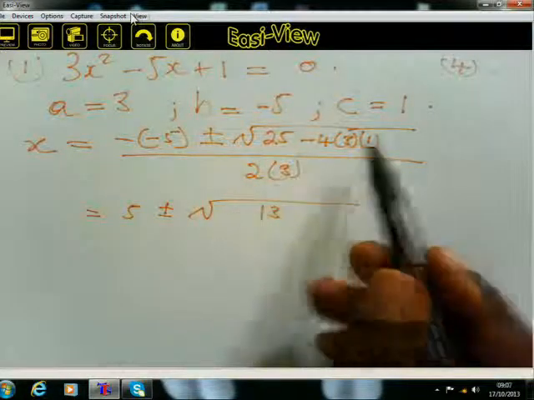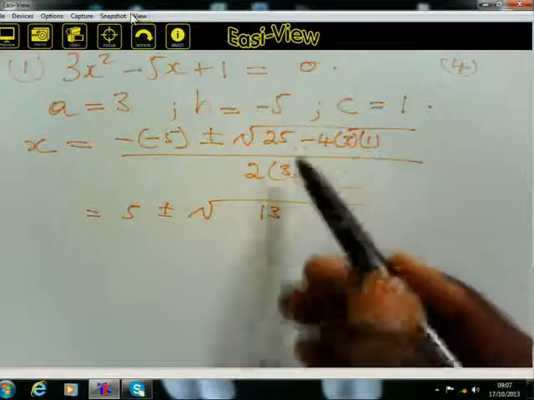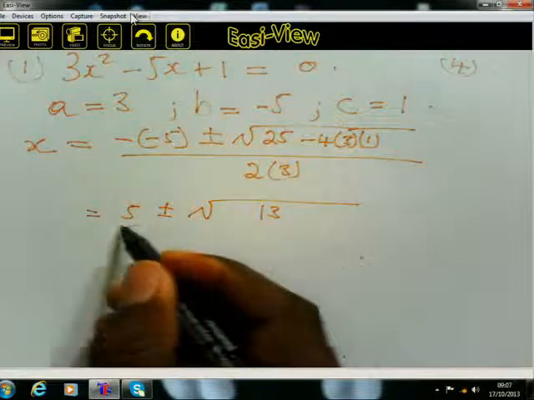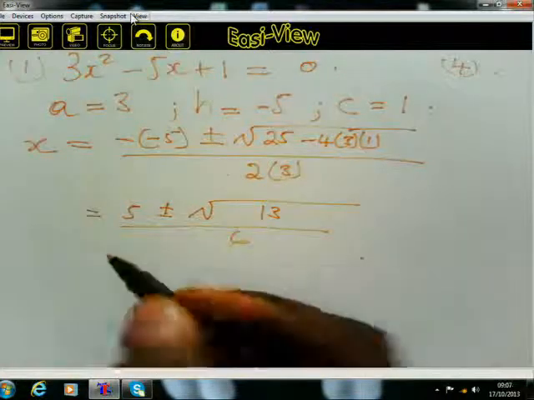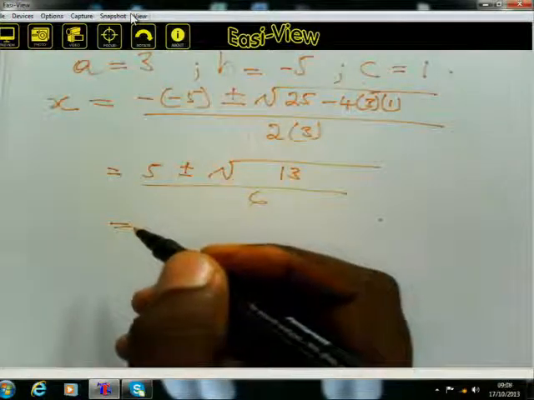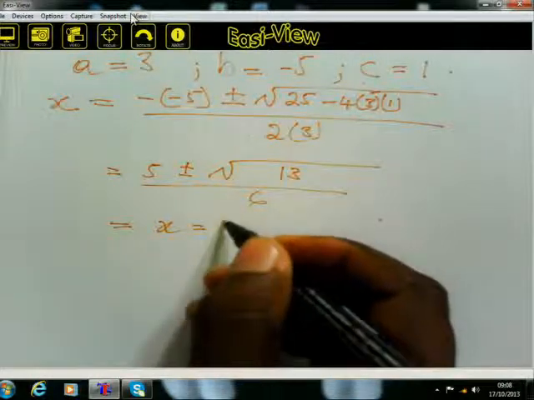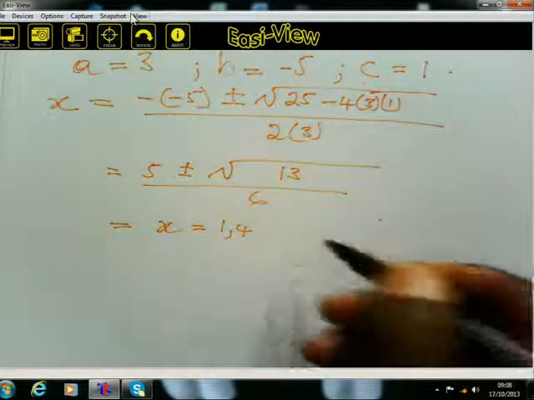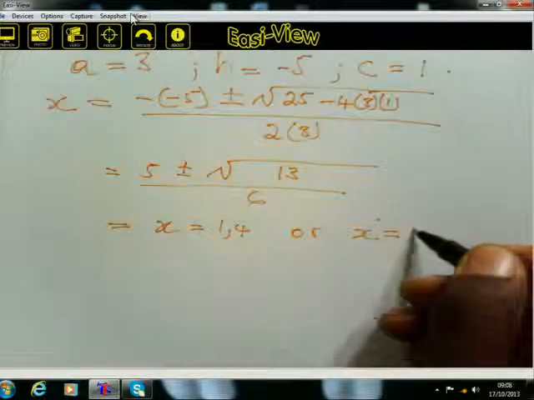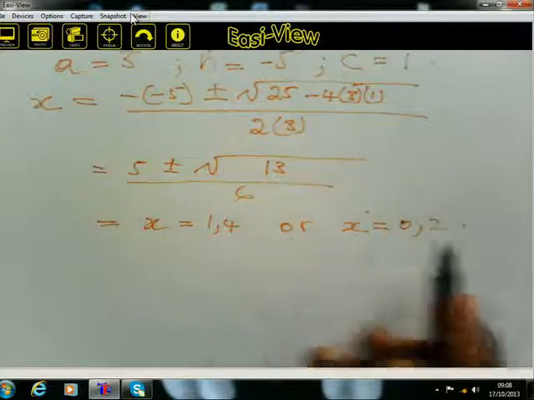Right? After working out this, 25 minus 4 into 3 into 1, underneath the square root sign, it gives us 13 all over 6. Now, all over 6 means that this is going to be x being equal to 1,4 or x being equal to 0,2, accurate to 1 decimal place.